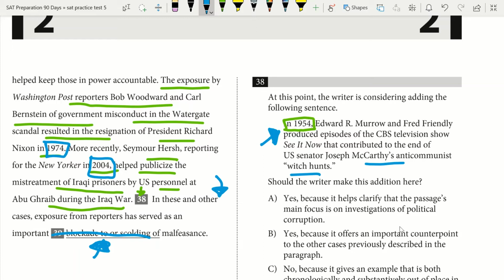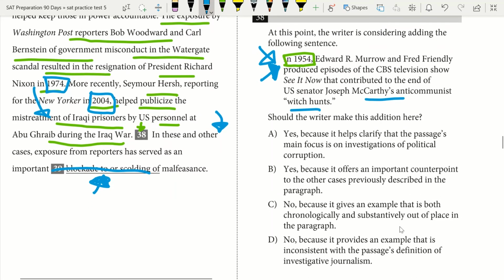But in this case, obviously, we see that it's not chronologically correct because we moved forward in time, and then we'd be going all the way back to before 1974. So we're not going to add it because it's not chronologically correct, right? So we can go ahead and get rid of A and B. Now we're looking at C and D.